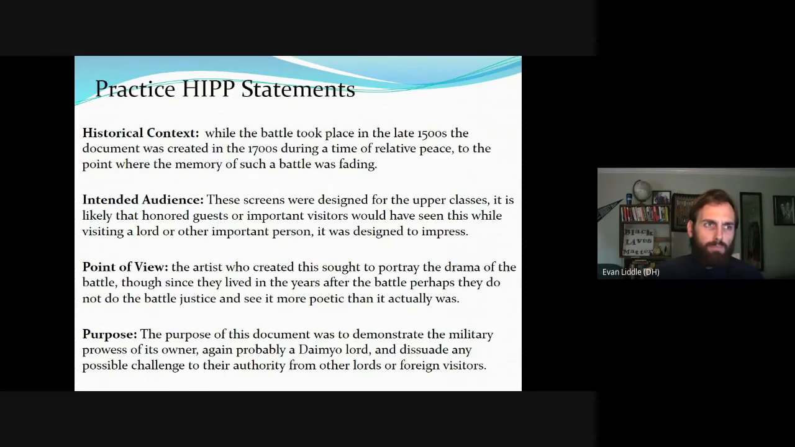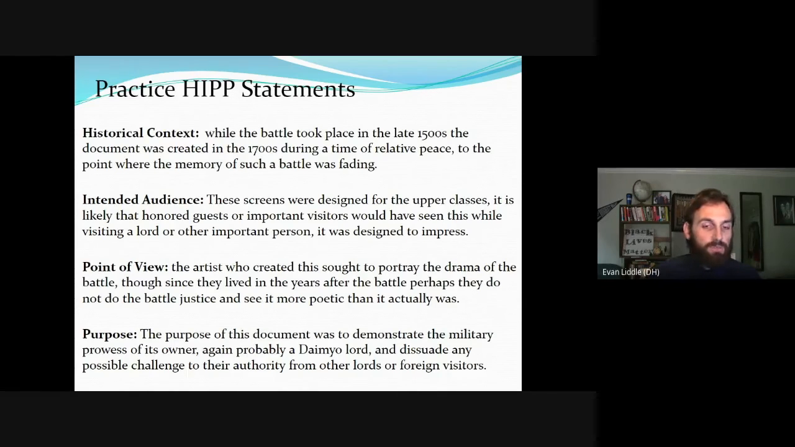Now, daimyo were military leaders, although during the Tokugawa shogunate, there was not so much military action. But nonetheless, they were also known to be leaders, military leaders. So this is probably a daimyo lord seeking to demonstrate his military prowess because, hey, look, I own a screen that demonstrates one of the most decisive battles of the Warring States period, right? And the purpose of this may have been to dissuade any visitors from challenging his authority, whether they were other lords, maybe foreigners, and they would report on their visit.